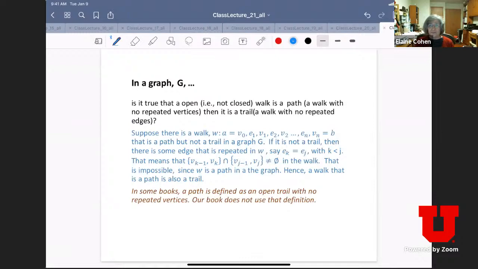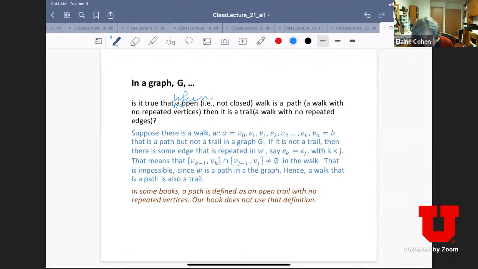So now let's ask a question. Is it true that when an open walk is a path, then it's a trail? Okay, is it true? Well, let's look at that and see what we can come up with.